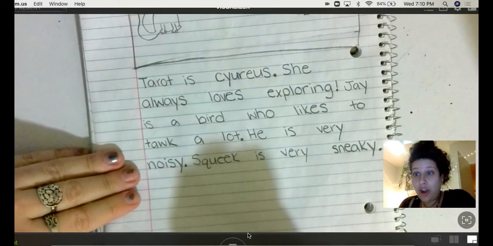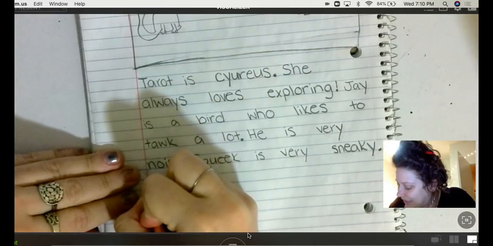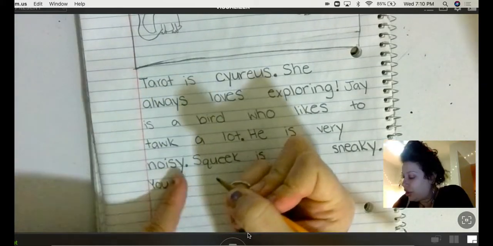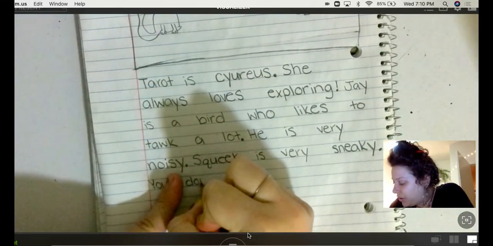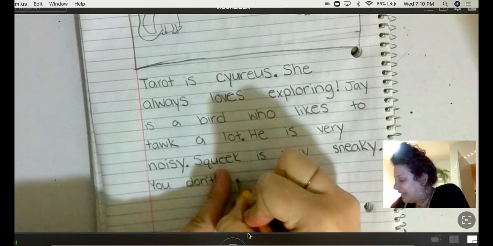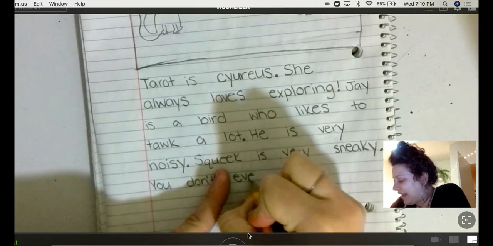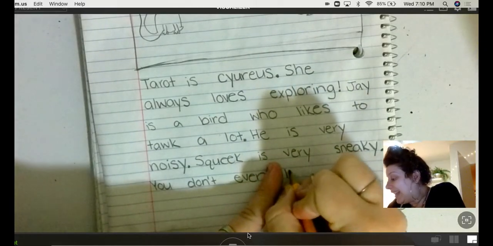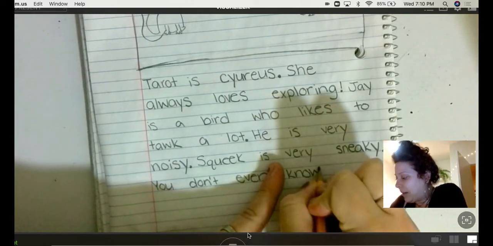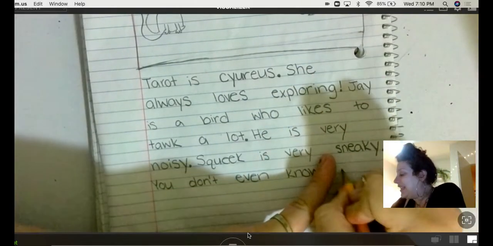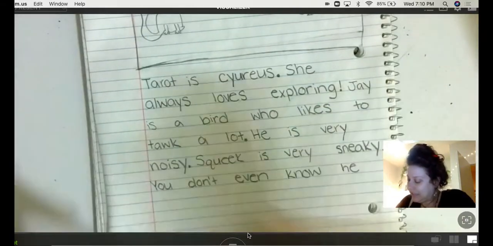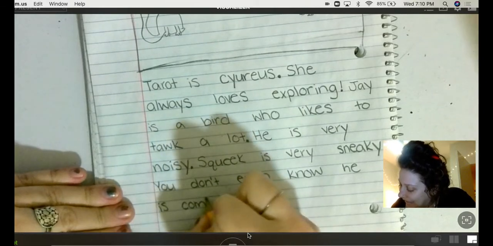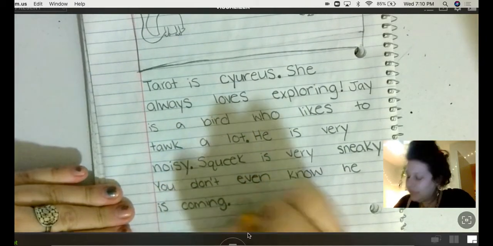You don't even know he is coming. New sentence. You, sight word, I know it in a snap. Y-O-U. You don't even know, sight word, I know it in a snap. K-N-O-W. You don't even know he is coming.